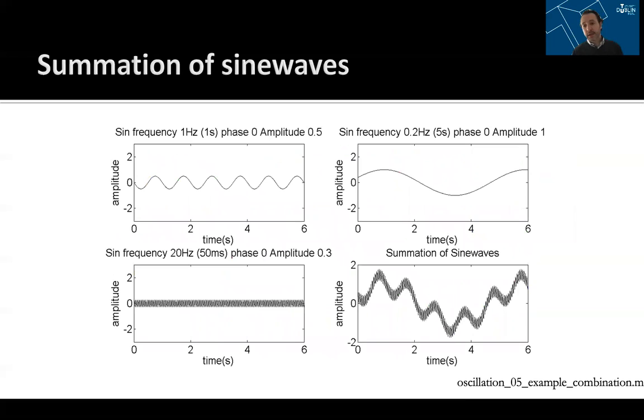And why sine waves and cosine waves are so useful for Fourier analysis is if you add together three simple sine waves, a 1 hertz sine wave, a 0.5, a 0.02 sine wave of 1 amplitude, and then a 20 hertz sine wave, you get something that looks quite complicated, even though it's just three things added together.